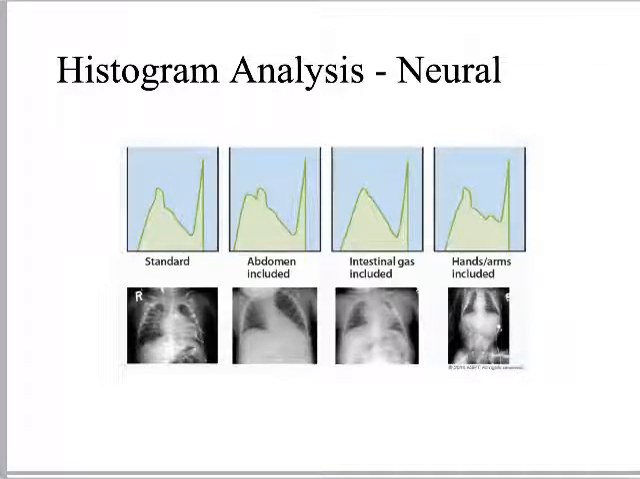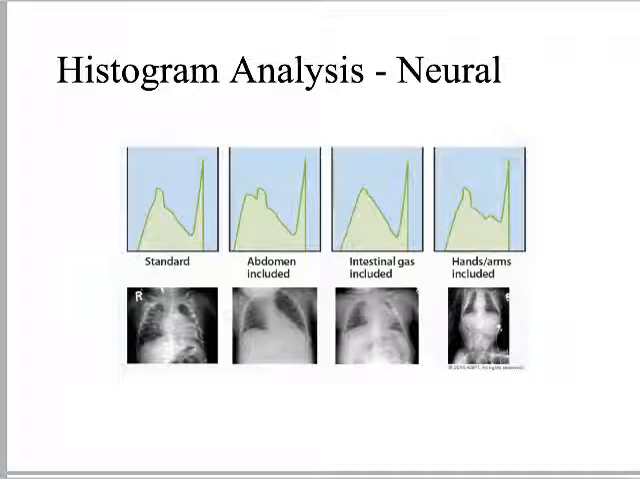What neural histogram analysis does is it looks at every single x-ray, let's say the last 50 x-rays, and it corrects for what it's seeing now. So it learns slightly, and it starts to average based on what it's seen in the past.